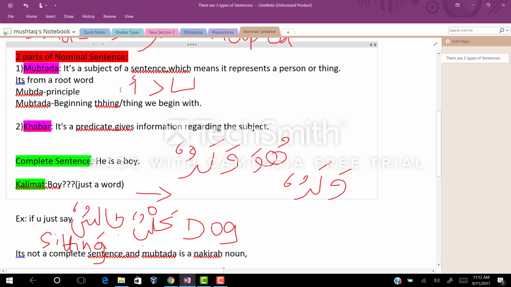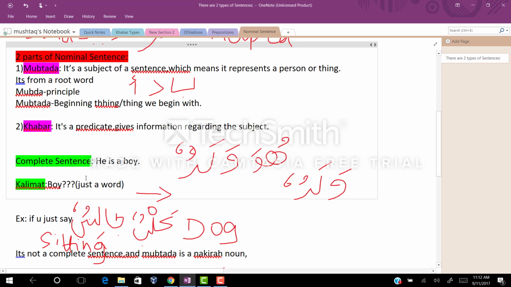So that's why mubtada is the beginning of a sentence, because you can see the root word bada'a. Mubda is a principle, and mubtada means the beginning thing, or the thing which we begin with. And the khabar is the predicate. Predicate means that which gives information regarding the subject. So this is called the khabar. It gives the information regarding the subject, the mubtada.